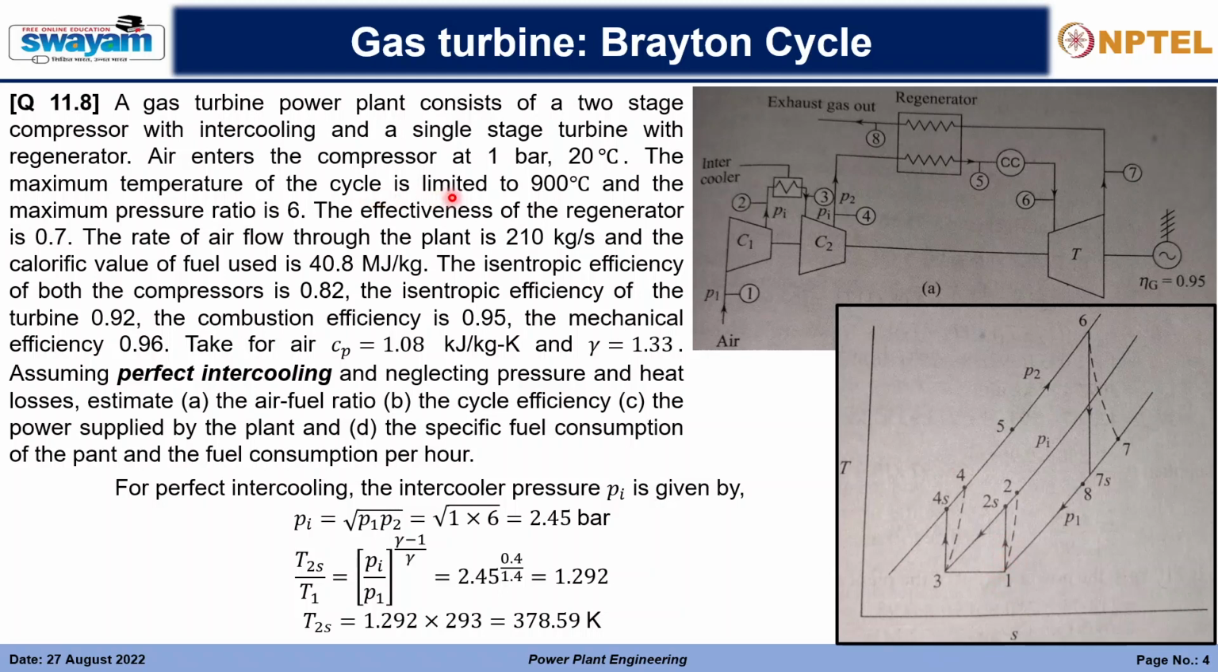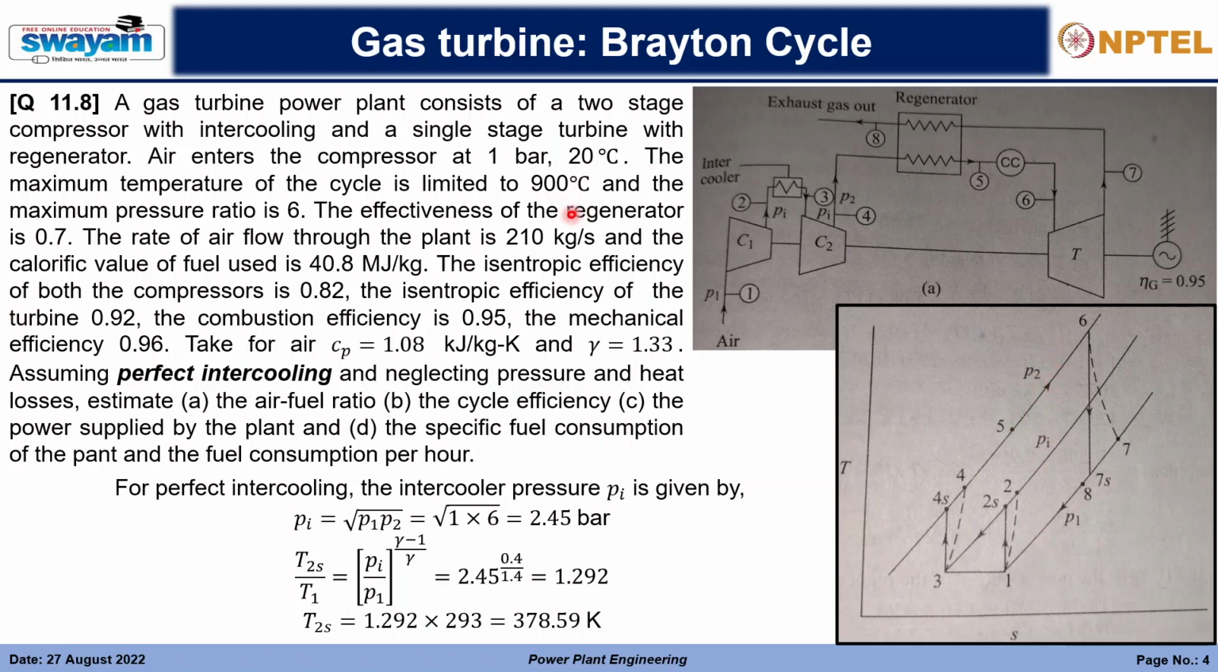The maximum temperature of the cycle is 900. The maximum temperature is being controlled because there are some material issues, so that is why it is controlled. Then the maximum pressure ratio is 6, so with 1 bar, the final pressure is 1 into 6, so 6 bar.